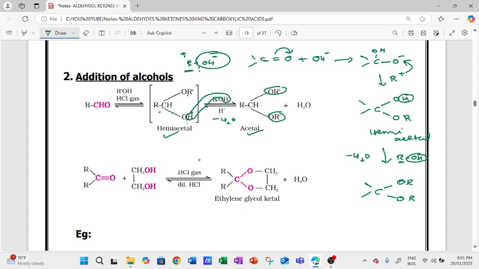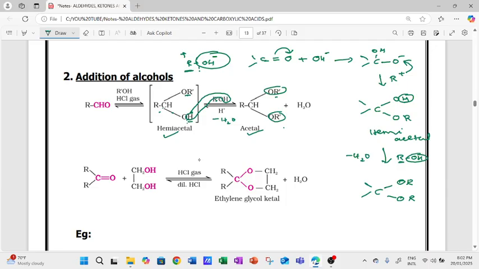So when an alcohol is added to a carbonyl compound, first you will get hemiacetal, but if alcohol is in excess, then it changes to acetal. Hemiacetal is the compound with the carbon valency satisfied by OR and OH. But acetal means OR two times. OR represents either OCH3 or OC2H5, methoxy, ethoxy, such kind of groups two times for acetal.